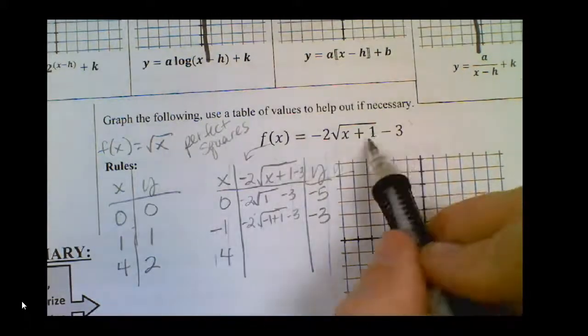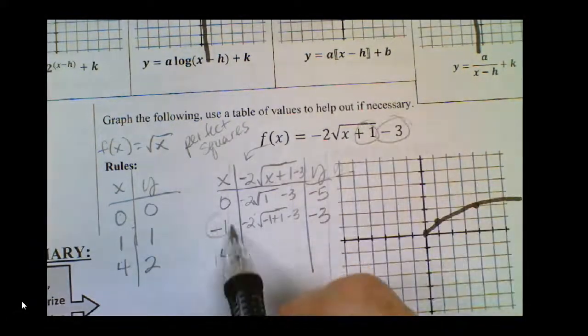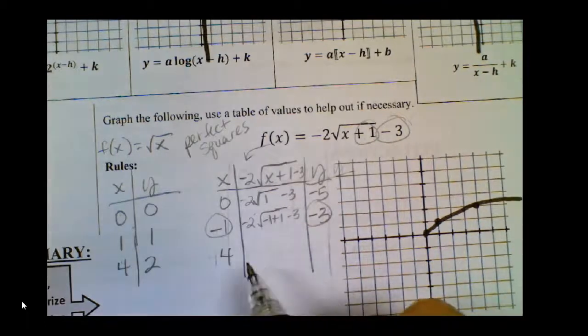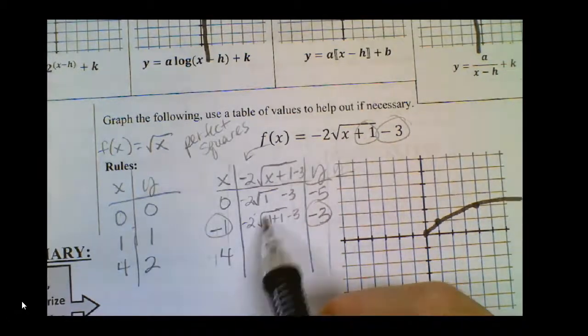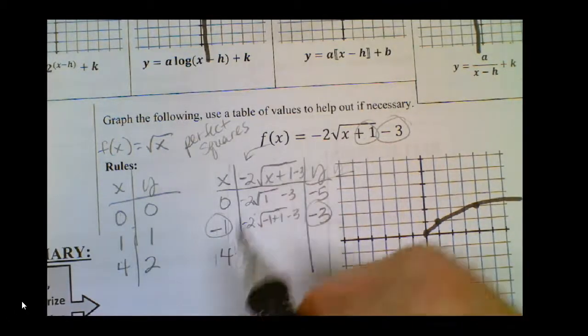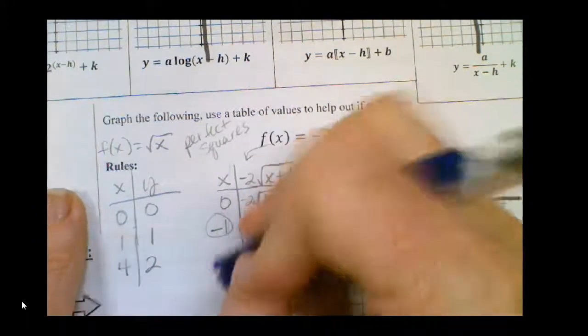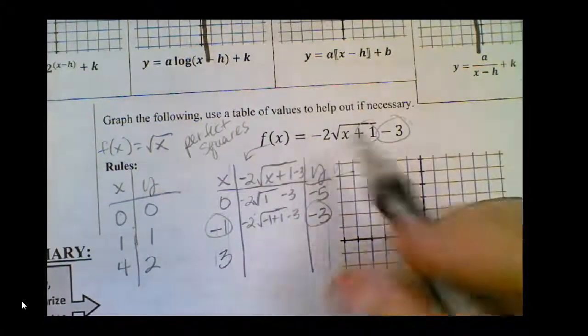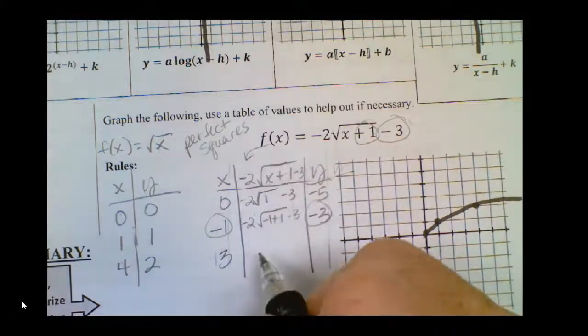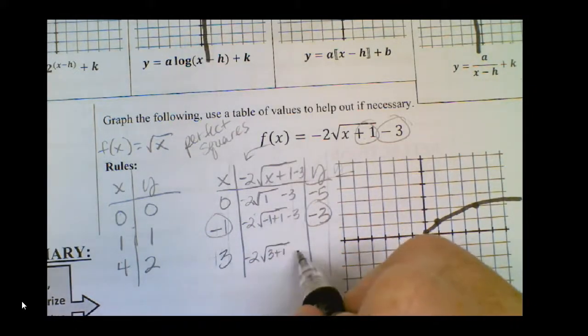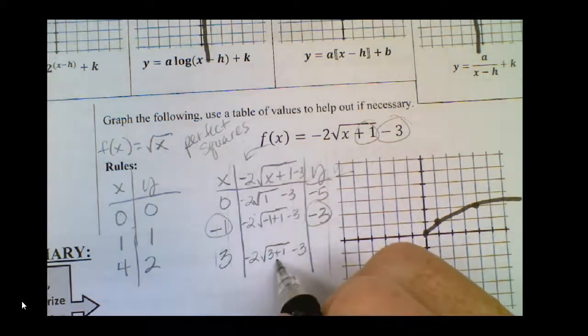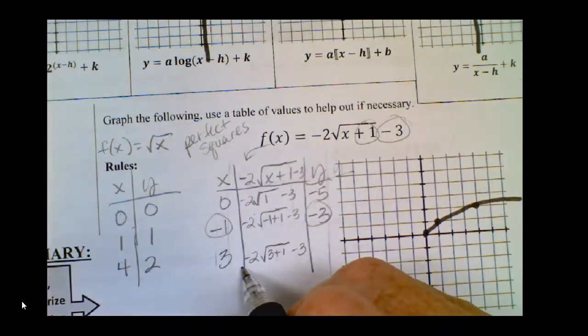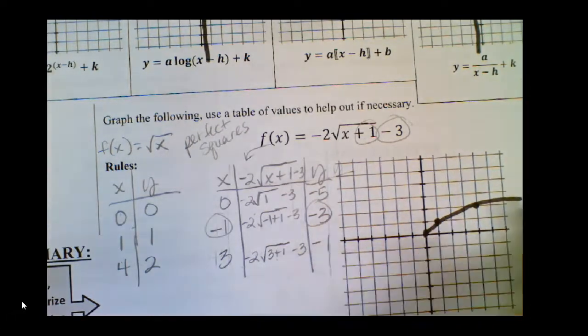I want you to keep these numbers in mind. And the 4 I don't think is going to help me, but a 3 would help me here, because 3 plus 1 is 4, and I can take the square root of that because it's a perfect square. So square root of 4 is 2, times negative 2 is negative 4. Minus 3 is negative 7.